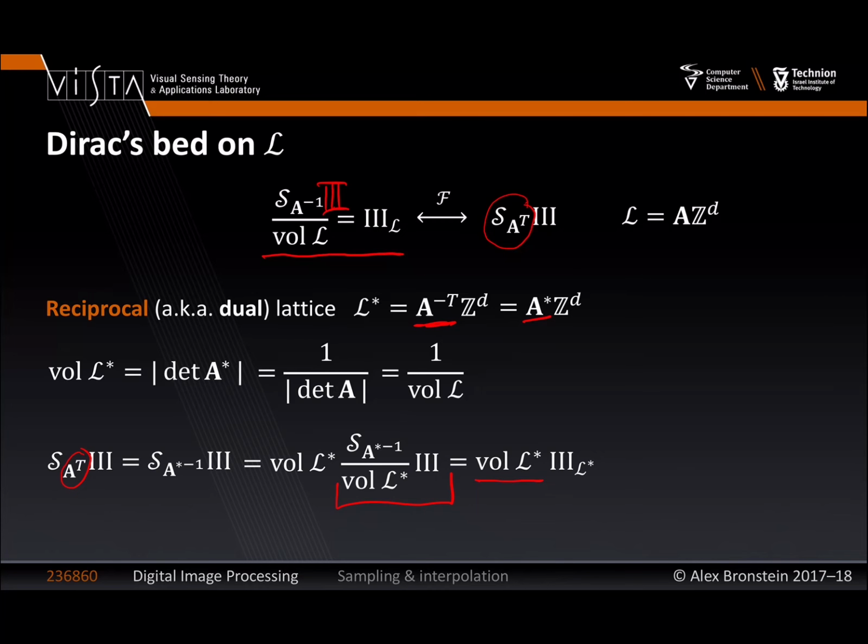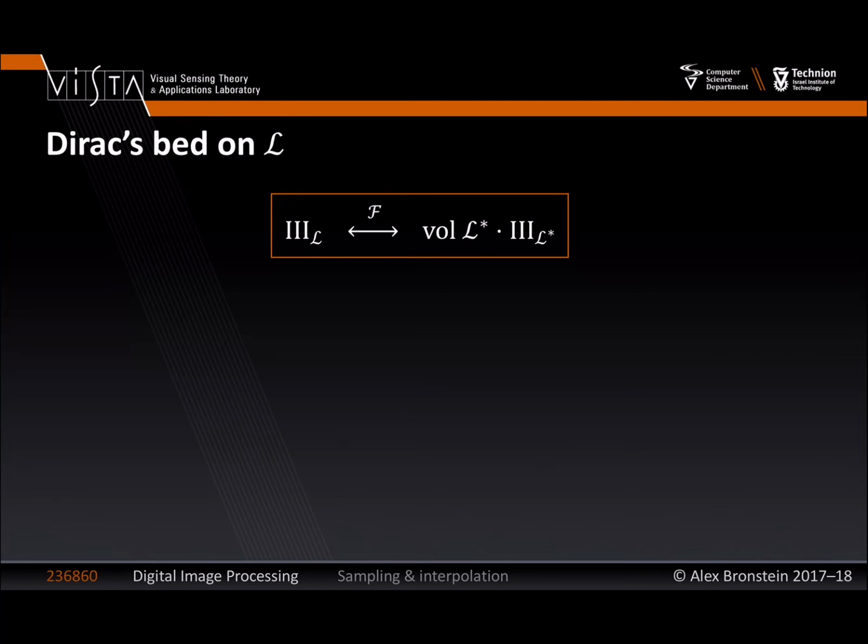Okay, so basically we can summarize this property by saying that the Dirac's bed on a general lattice L does not stay invariant under the Fourier transform anymore. It is transformed up to the scale by the volume of the dual lattice to the Dirac's bed on the dual lattice. And apparently the integer lattice is self-dual and has a unit volume. That's why both the scale and the star disappear in this identity. Okay, questions?